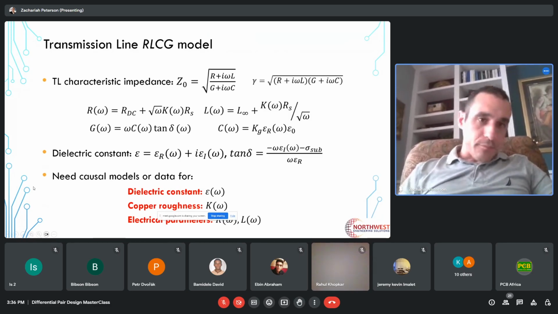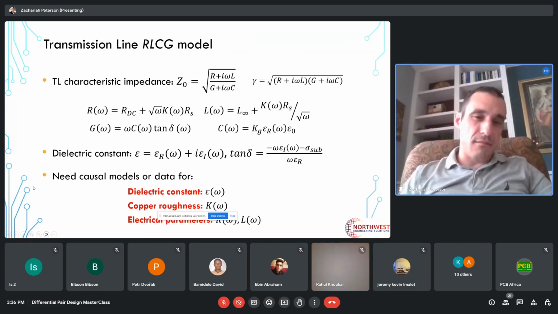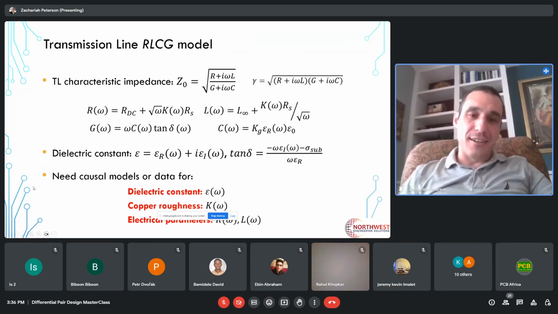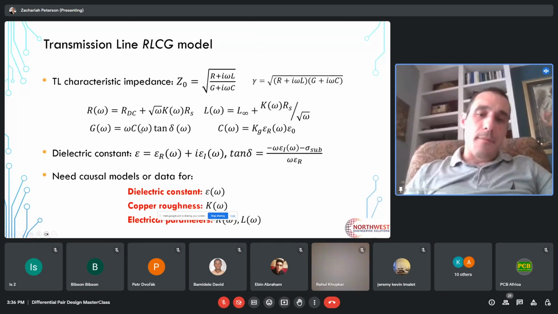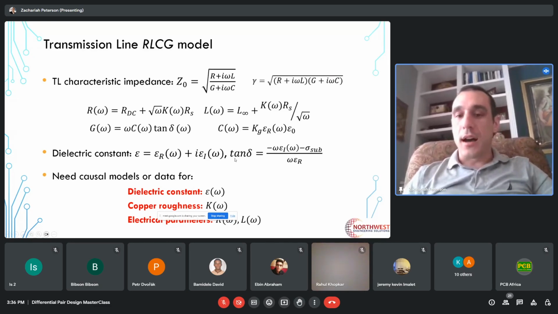Now, the parameters in the RLCG model are the resistance, the inductance, the capacitance, and then we have this kind of bogus resistance here that's meant to model the loss tangent or the dielectric loss in the PCB substrate. So the dielectric constant here is defined as having a real part. The real part defines the signal velocity, and then there's an imaginary part. And the imaginary part, the real part, and then the conductivity of the substrate, which we usually just take to be 0, gives us the loss tangent.